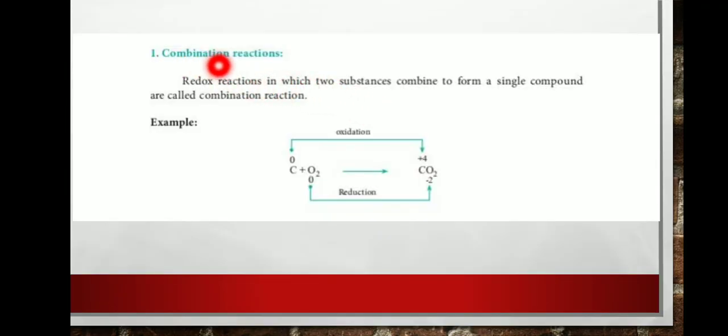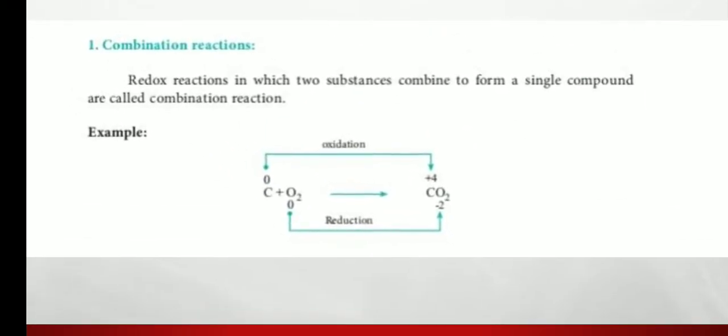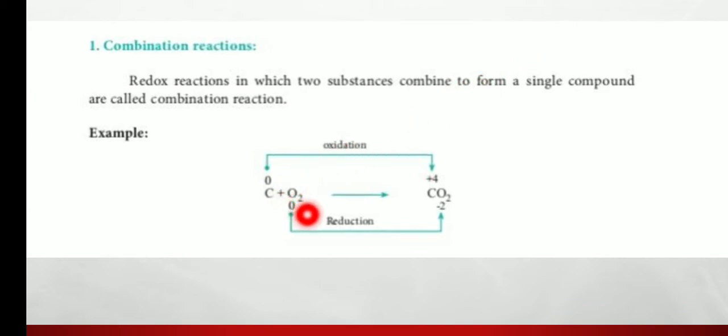First one, combination reactions. Redox reaction in which two substances combine to form a single compound are called combination reactions. For example, carbon dioxide. Carbon plus oxygen converted into carbon dioxide. Carbon oxidation number 0 converted into plus 4. Therefore, increasing oxidation number, therefore oxidation reaction. Oxygen oxidation number 0 converted into minus 2. Therefore, decreasing oxidation number, therefore reduction reaction. This is combined to form, therefore combination reaction.